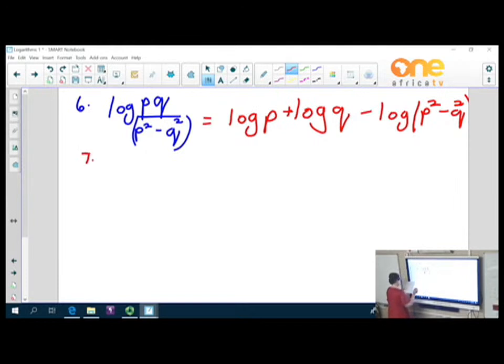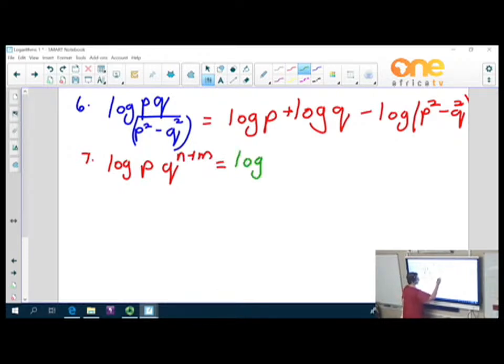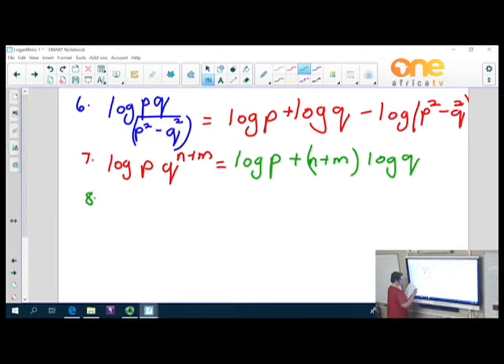Question 7. Log P Q to the power n plus m. If I multiply, I add here, so it will be log P, and here we'll have to bring down that power, but we're going to keep it as a whole, so n plus m, I keep it as a whole, log Q. Because you can see this is addition, and we are busy now here with multiplication.